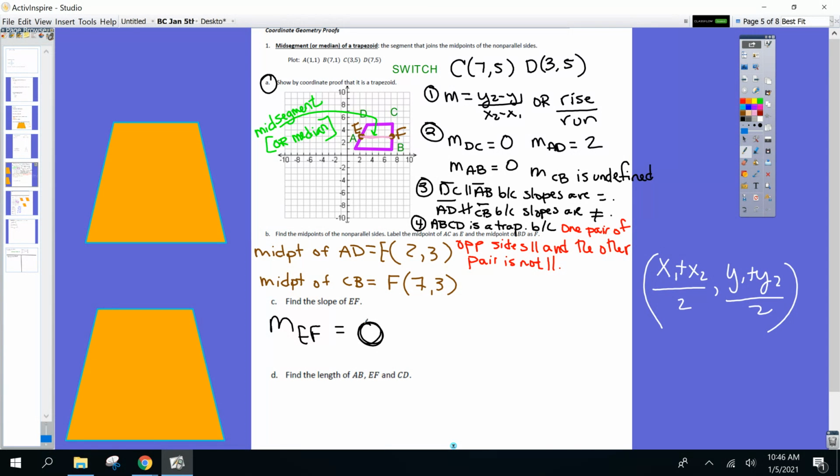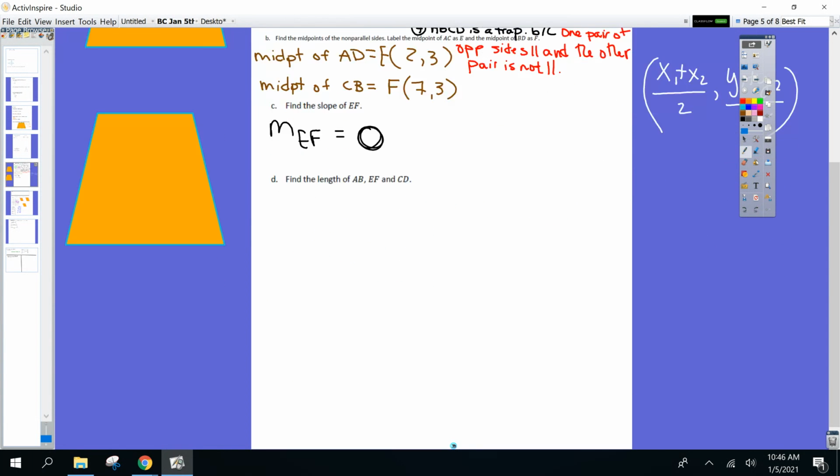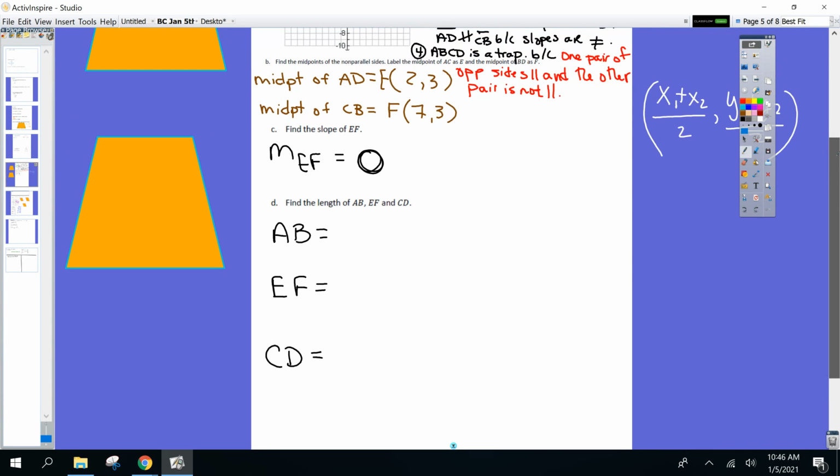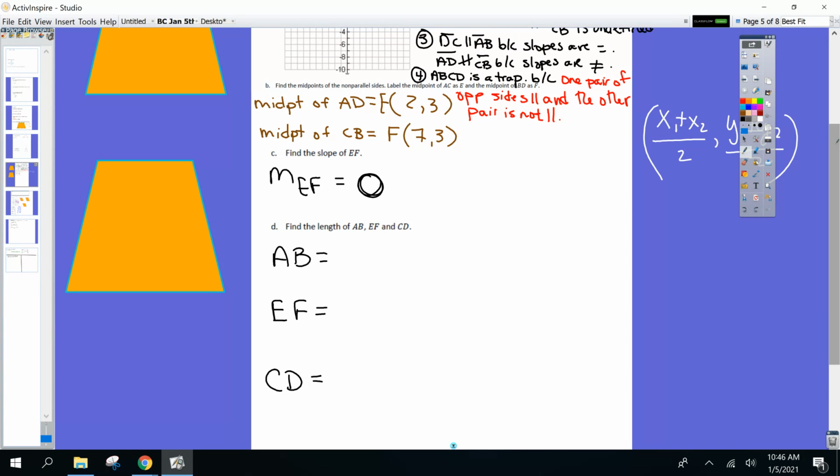Now, find the length of these three sides, AB, EF, and CD. And don't start whining, all right? Don't start complaining on me. Oh, we need the distance formula. No, you don't. They're horizontal lines. Just count the suckers, all right? You don't need distance here. Just find me the lengths.